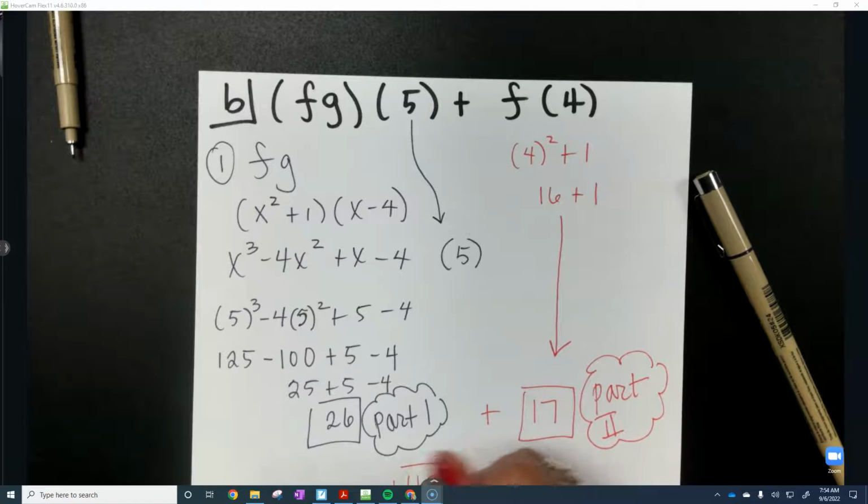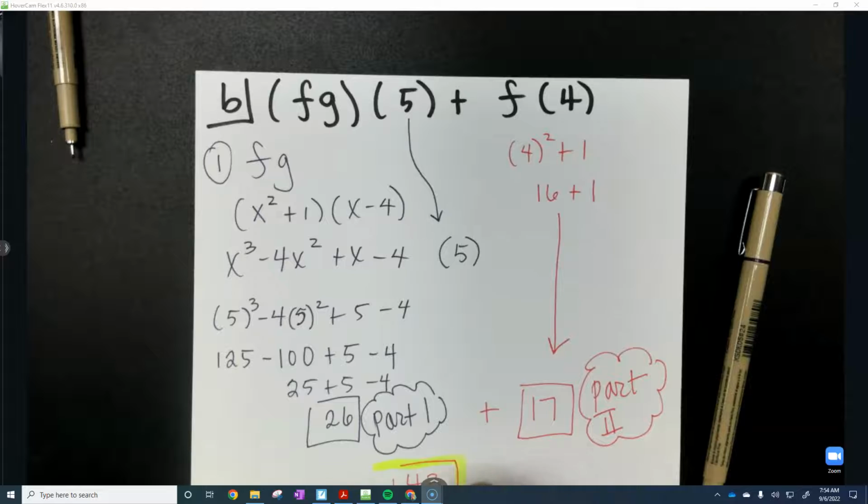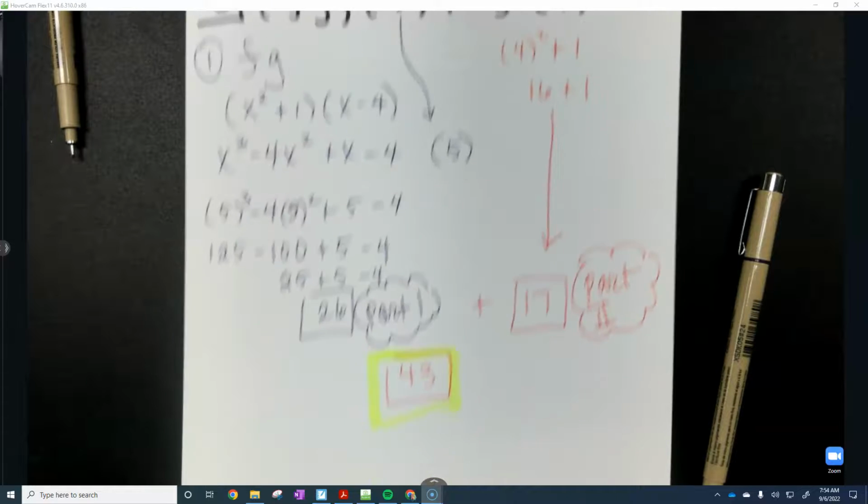Yeah, that's it. Any questions on part B?